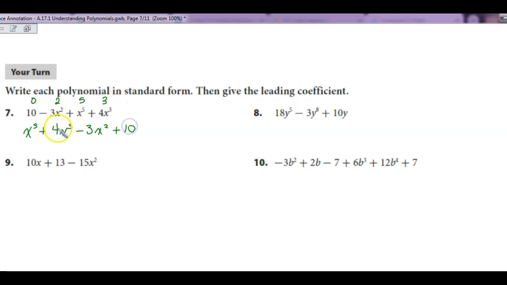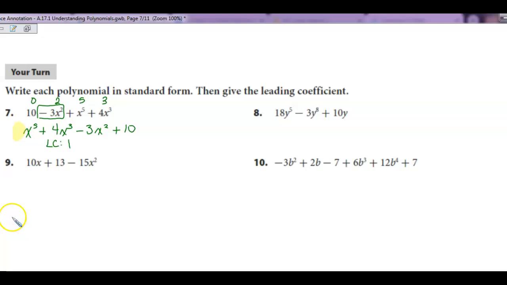It's also important when you're writing this that this whole thing here is the term, and so the minus sign goes with the 3x squared. Now, if I have to find the leading coefficient, I'm going to look at the very beginning, in this part right here, and you'll notice there's nothing there. And we know in front of every variable that stands alone, there's always an invisible 1. So that means my leading coefficient is going to be 1.